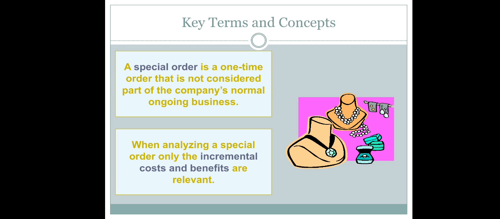Okay, this is another decision that you have to know. It is called a special order decision. A special order is a one-time order that is not considered part of the company's normal and ongoing business. When analyzing a special order, only the incremental costs and benefits are relevant. Okay, the special order is something like this.